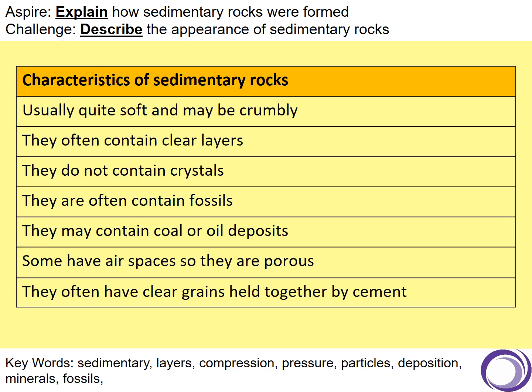So in summary, the characteristics of sedimentary rocks: they are usually soft and may even be quite crumbly. They often have clear layers, but not always. They don't contain separate crystals. They often do contain fossils, and they may contain coal or oil deposits. Some have empty air spaces in between them, which means they're porous. That means they can actually soak up water. And they often have clear grains held together by cement.